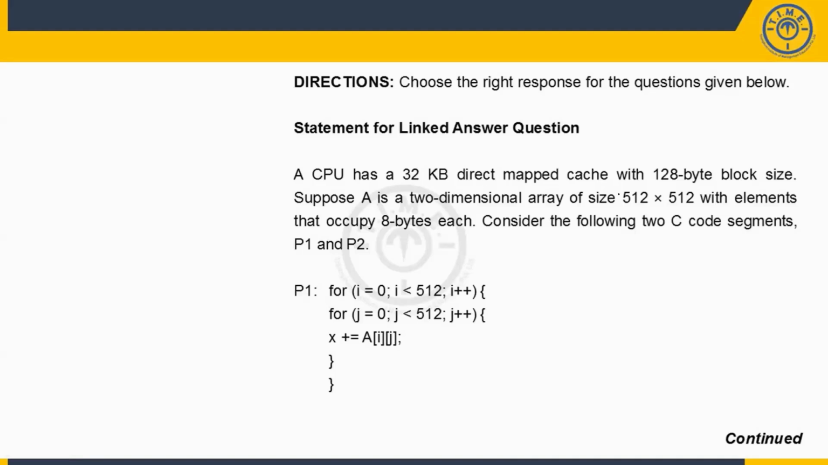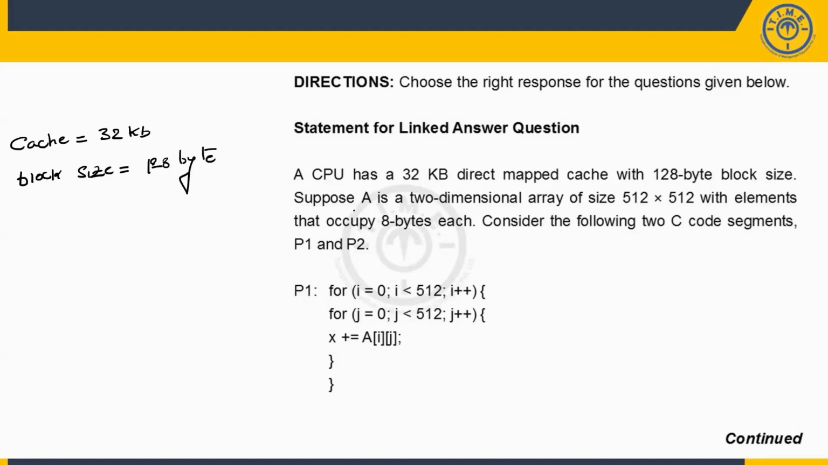The CPU has a 32 KB direct map cache with a 128 byte block size. So let us get the details straight away. The cache size is 32 KB. Direct map cache, so I'm not writing anything. Block size is equal to 128 bytes.